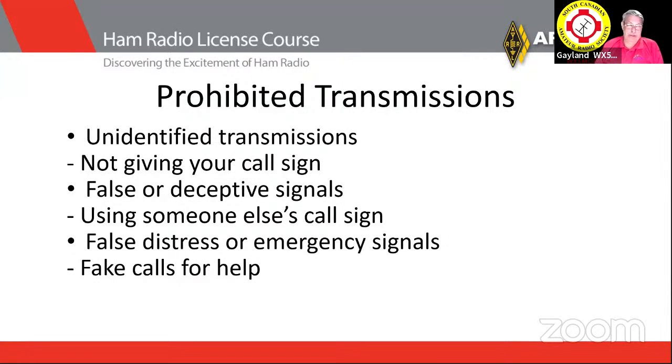Oh, we're going to get big and bad now. What you can't do. Number one, you can't have unidentified transmissions. If you're going to talk, you need to make sure that you use your call sign and identify your transmission. Goes right into not giving your call sign.